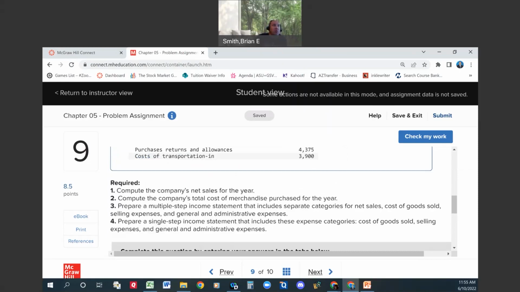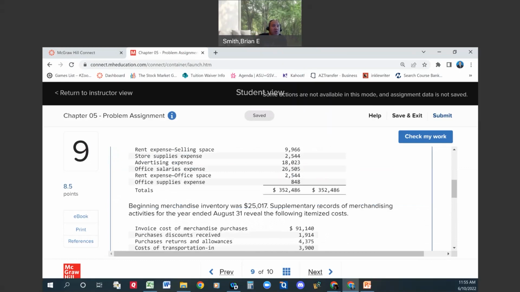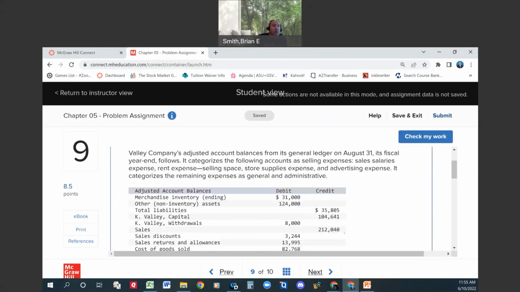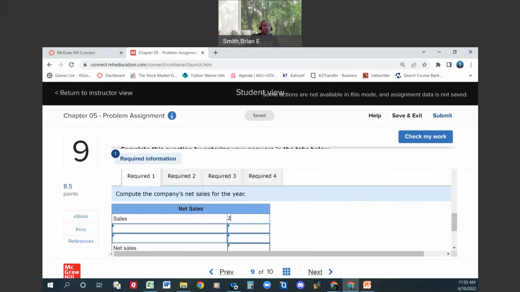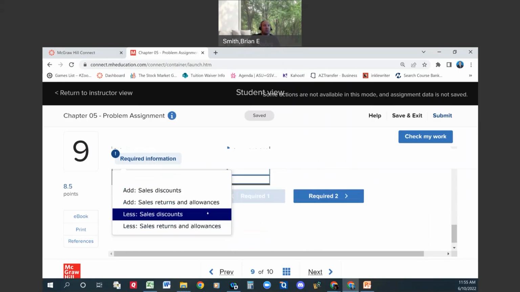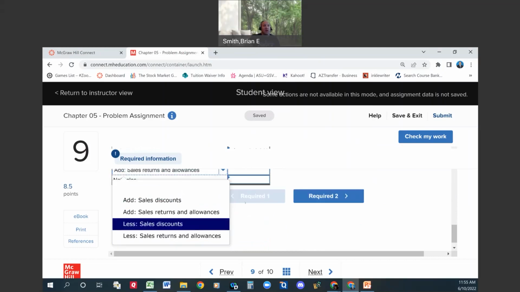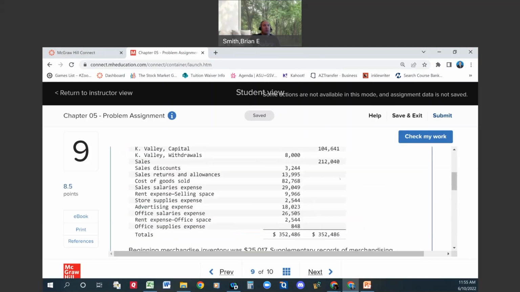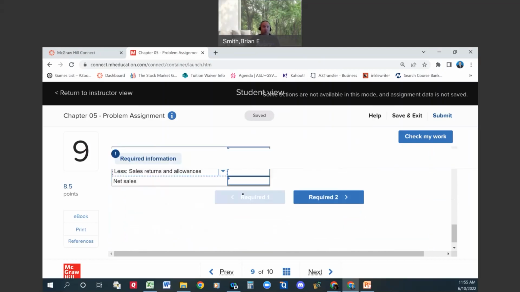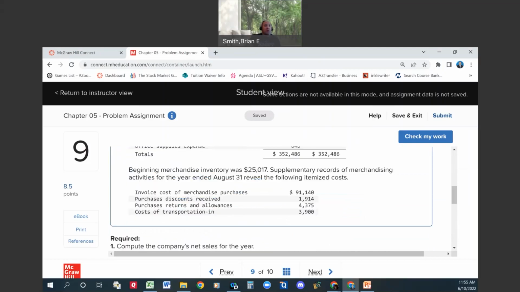All right, net sales. So we're going to look at sales. Our sales was 212,040. And we're going to take out sales discounts and sales returns and allowances. Oops, not add it, subtract it. So sales discounts, 3,244. And then returns and allowances, 13,995.